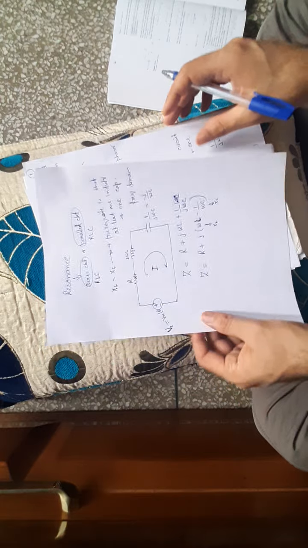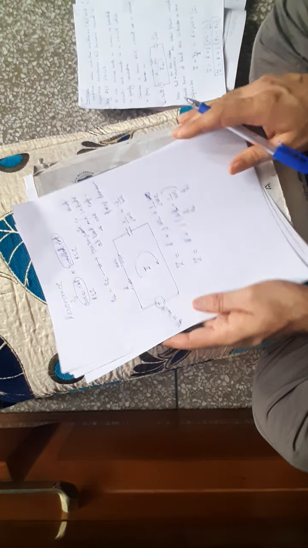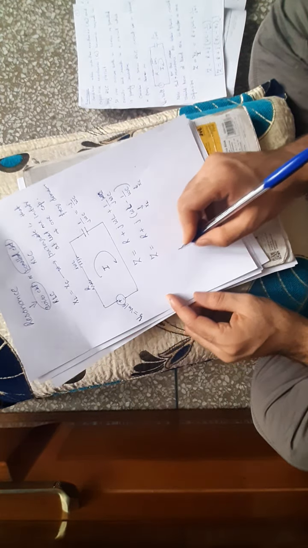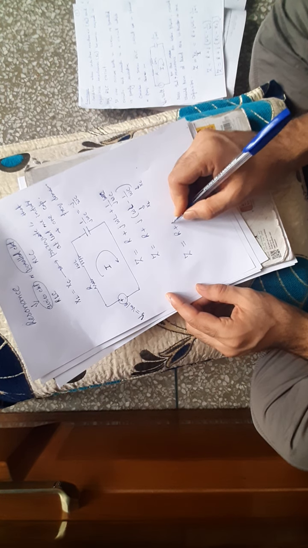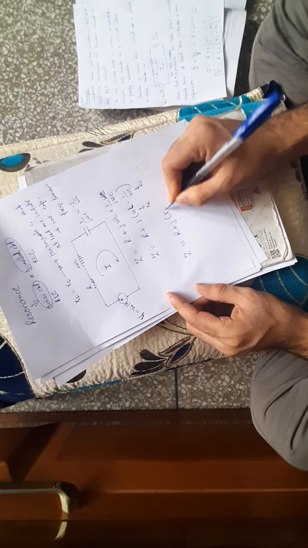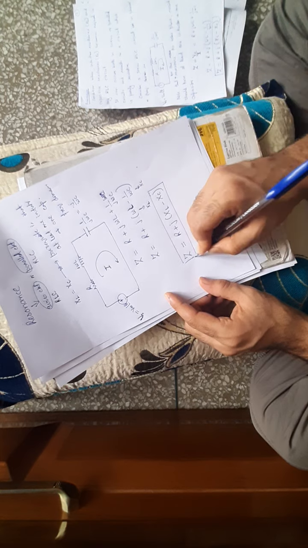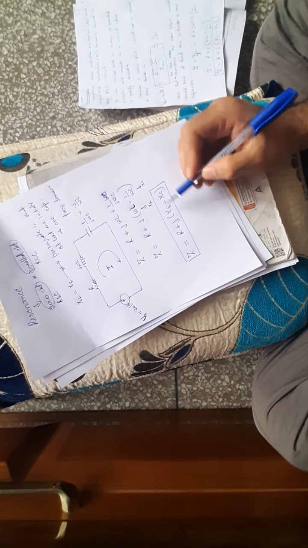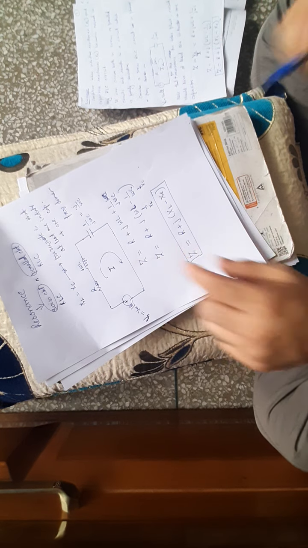So you can also write Z is equal to R plus J(XL minus XC). This XL depends upon L and omega, and this XC depends upon C and omega. We cannot change L and C; they are fixed. So what happens at resonance?